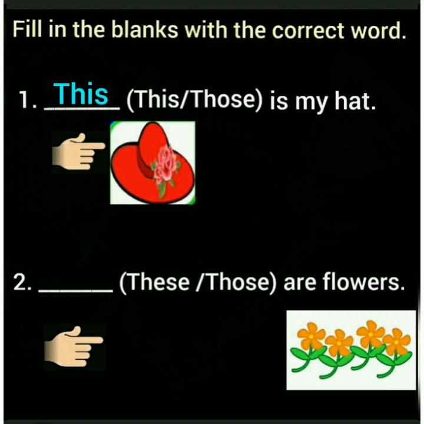Dash bracket these slash those are flowers. Kids, you can see more than one flower, right? And they are far. So what will come? These or those? Yes, those. Because we use those when we talk about things that are far from us. So we will write those. Those are flowers. Number 3.